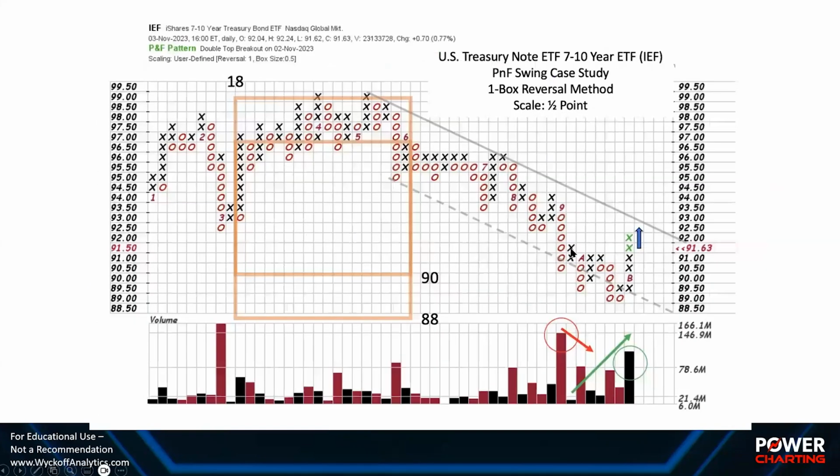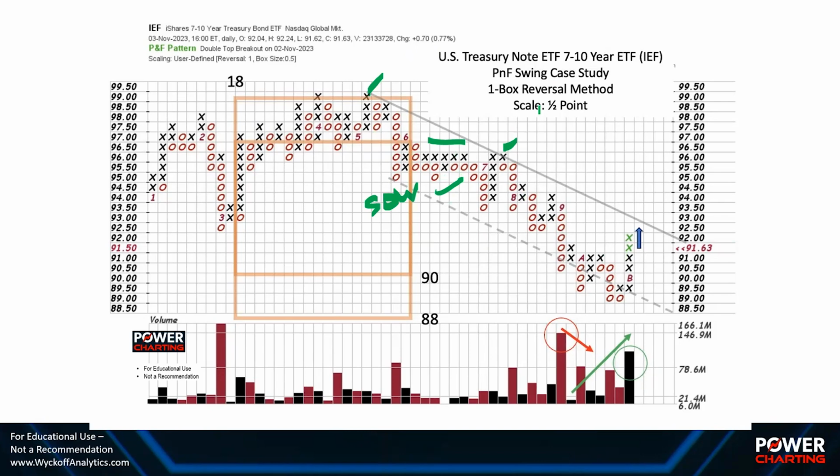Let's look at the point and figure just real fast. You can see here that we take a count. This is a one-box reversal swing trading count, half point box size. We take this count across this area. Look, we have the sign of weakness here, and then an attempt to rally. Here's our ice forming, and then more signs of weakness, downtrend. This downtrend is formed here, and we can draw downtrending trend lines on point and figure also, in addition to being able to draw them on vertical charts, and they will be slightly different.